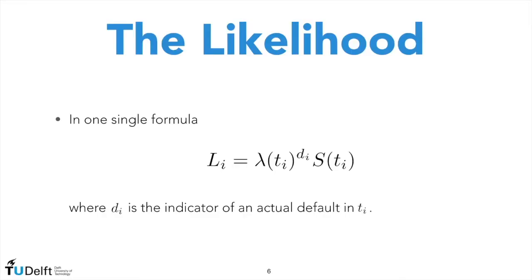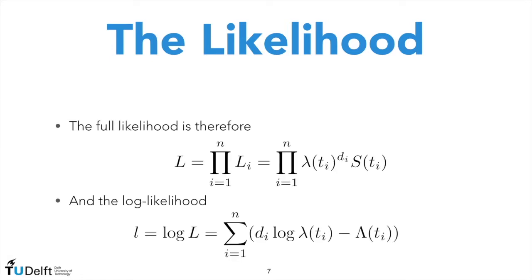If we introduce the indicator d_i, which is equal to 1 if t_i is the actual time of default and 0 in case of right censoring, we can write our formula in just one line, and L_i will be equal to lambda(t_i) to the power of d_i times S(t_i). Okay, just take the product over the n companies and you will have the likelihood function. Naturally, you can also define the log likelihood by taking the log of the likelihood function and in that case the product will become the summation.